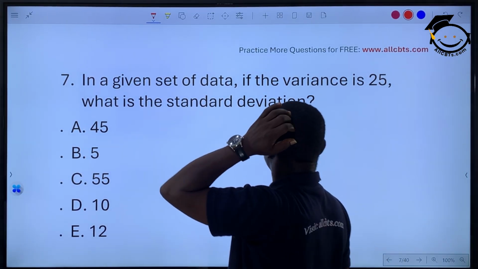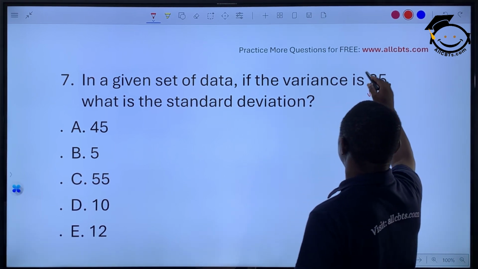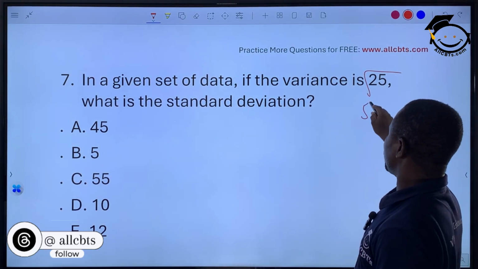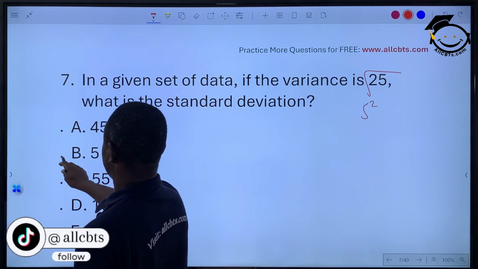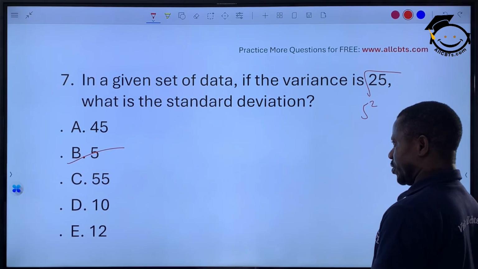In a given set of data, if the variance is 25, what is the standard deviation? It simply means the square root of this number. So, what's the square root of 25? That just means 5 squared, right? So, the answer is what? 5 times 5 is 25, so the square root is 5. Standard deviation is the square root of variance.